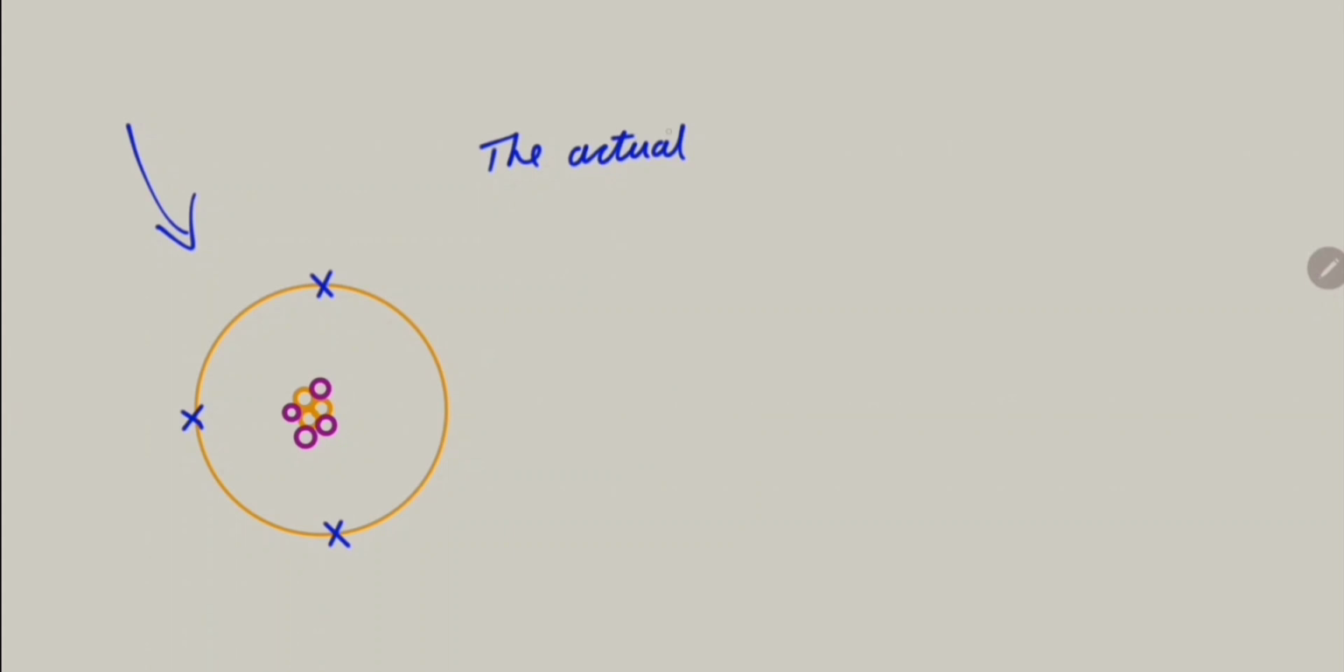So from this information, we can draw the structure of a lithium atom. It will have 3 protons in the nucleus, and it will have 4 neutrons. And around the nucleus, it will have 3 electrons, which we'll draw like this for the time being. Now, the actual relative atomic mass of lithium is not 7. It is in fact 6.9 atomic mass units.